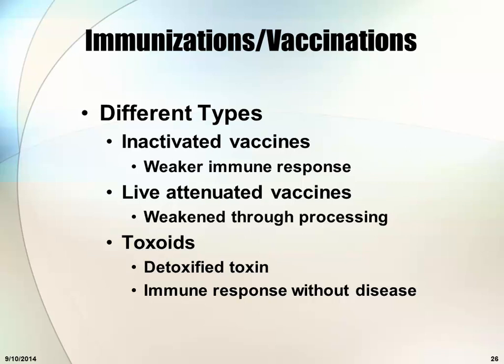The examples of these are MMR, which is a live attenuated vaccine, as well as the flu spray for the pediatric doses. Toxoids are another game altogether. Toxoids are a toxin that has been chemically detoxified without the loss of causing the immune response.